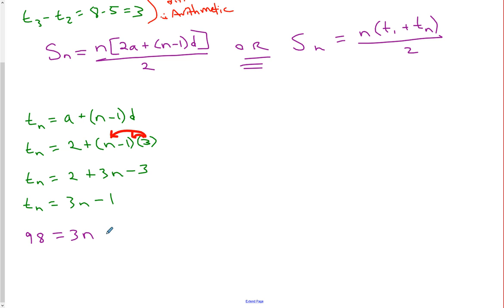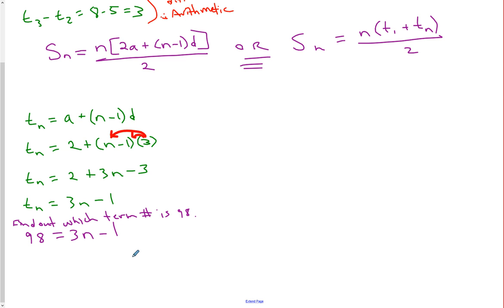And let's solve for n. That'll tell us which term number it is. So we'll plug in our 98, and we'll find out which term number it is. And I'm going to write that up here. I'm going to say find out which term number is 98.